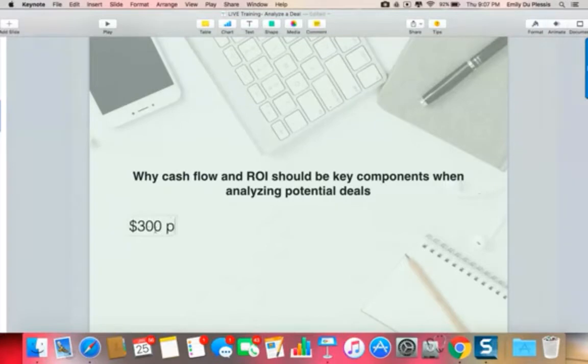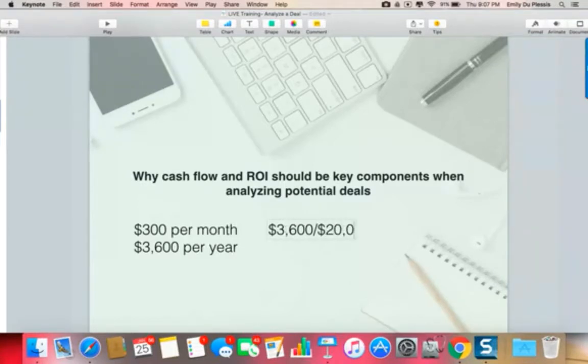So let's say we're making $300 per month in positive cash flow. And that ends up equaling $3,600 per year in positive cash flow. So that's what you're looking at, what you've made. Now, if I wanted to find out that return on investment, I would take that $3,600 and I would divide that by the total cash that you invested in this property. So let's just say, for easy sake, that you invested $20,000 into this property, okay?